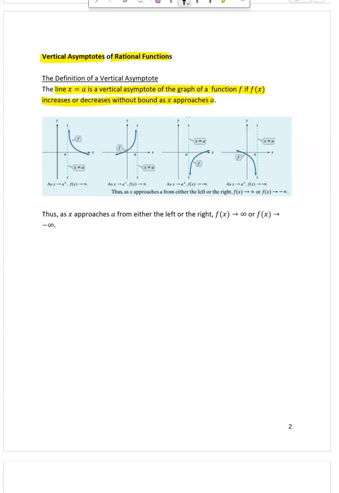And then as x approaches a from the left-hand side, that's what this little symbol up here at the top, this means the left-hand side, this means right-hand side. Sorry, I should have said that over there. So as x approaches a from the left-hand side, f of x goes to -infinity. So, thus, as x approaches a from either the left or the right, f of x goes to infinity, or f of x goes to -infinity. That is what an asymptote is, okay?